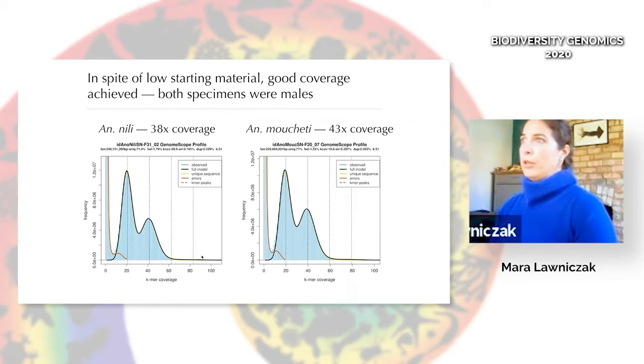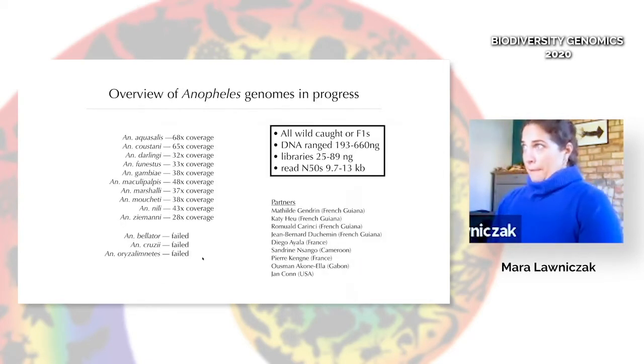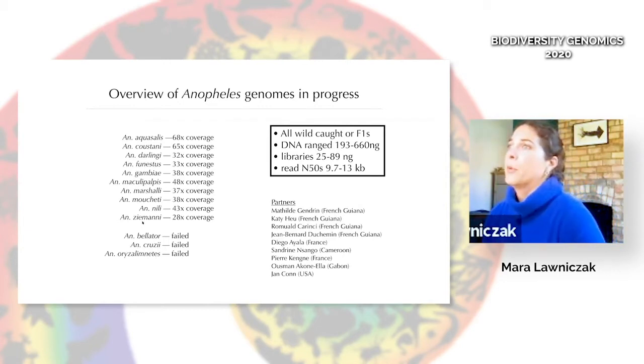We think we're going to get great genomes out of these. And in fact, we've done this now for 10 different species where we've got really good PacBio coverage. We're working on the Hi-C now from sibling specimens. We have a few specimens that have failed.